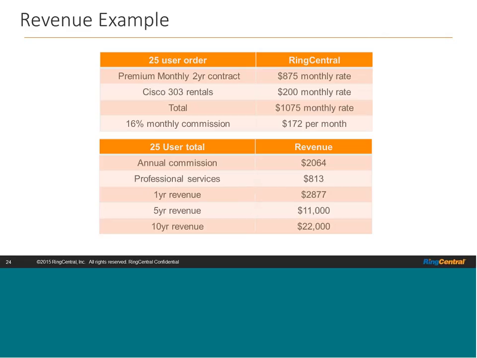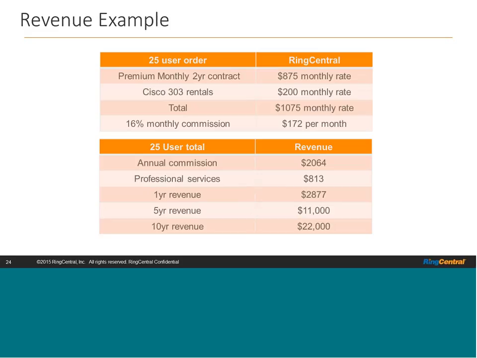So off this 25 user order, if we looked at their premium monthly tier contract, the $875 monthly rate with Cisco's, meaning their monthly bill would be $875. If they rented Cisco devices, an additional $200, gives them a total billing with RingCentral of $1,075. If you got a 16% monthly commission, which is what our average commission is going to be, then that generates you $172 in income per month.